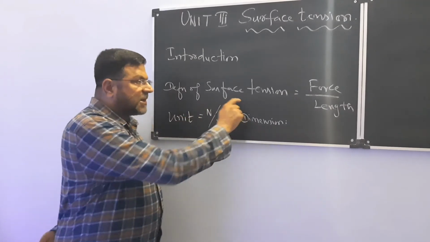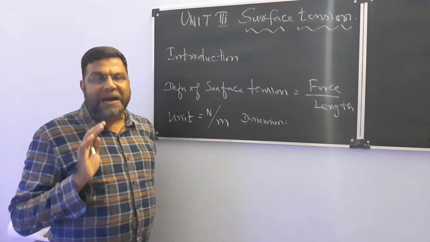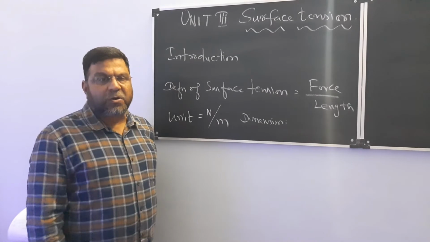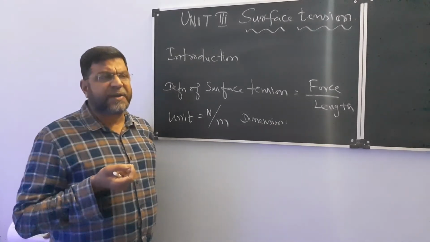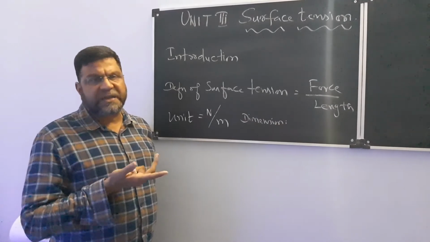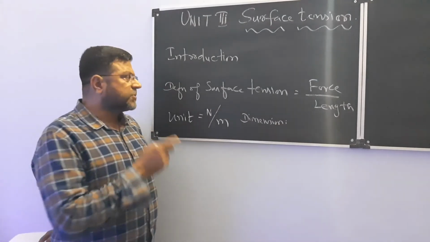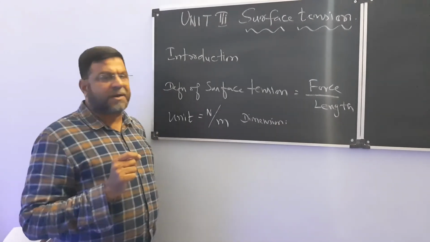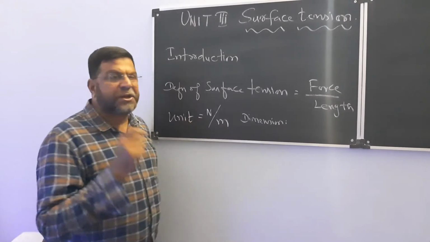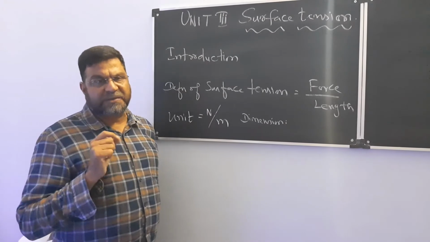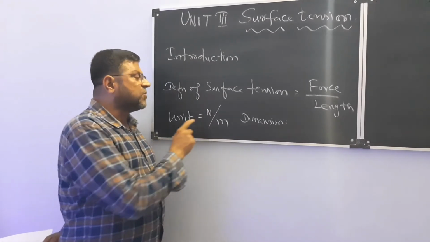This is not a definition, this is only for your understanding. If they ask in a 2-mark question to define surface tension, you have to write the definition which I gave previously. The definition of surface tension in short is force per unit length. Force is expressed in Newtons and length is expressed in meters. Therefore, the unit is Newton per meter.